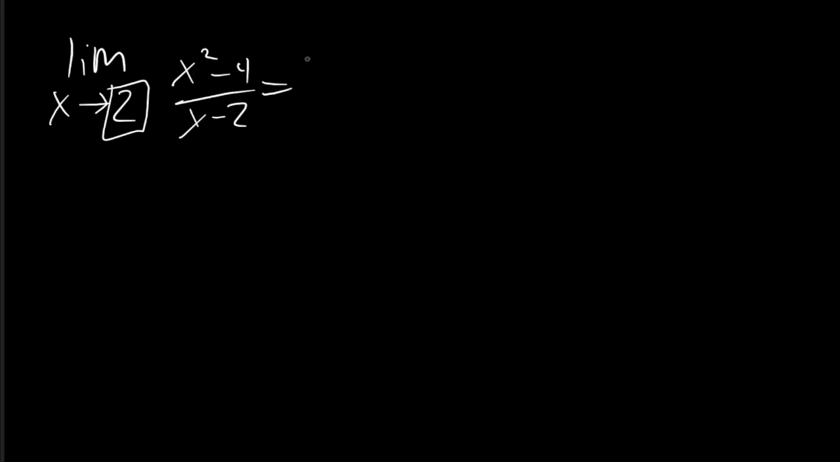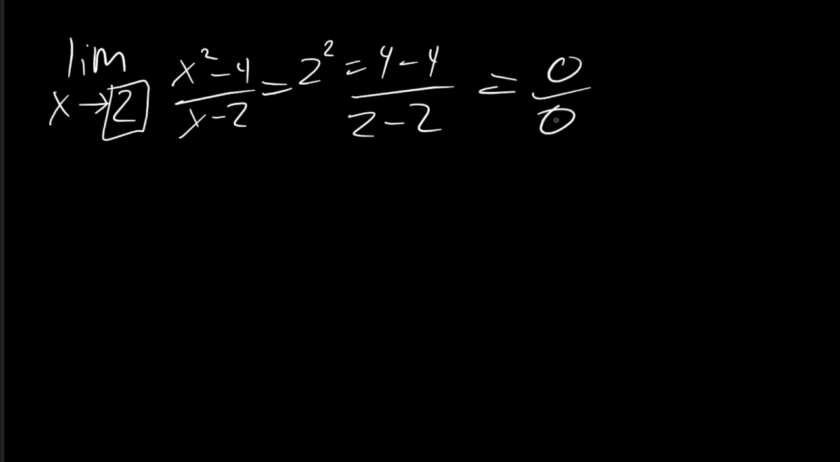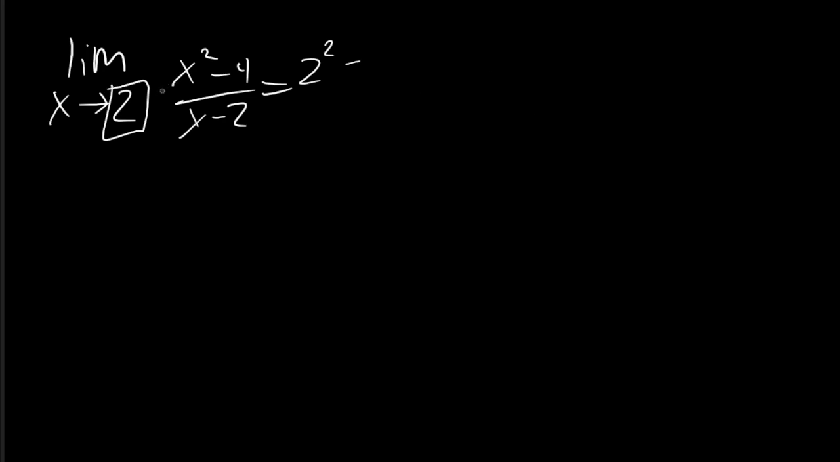2 to the power of 2 is 4. And then we have 4 minus 4 over 2 minus 2, which is equal to 0 over 0. So anytime we plug in the limit to any of these equations, no matter if it's a fractional equation or a polynomial, it's going to equal 0. But what if we simplified it further?